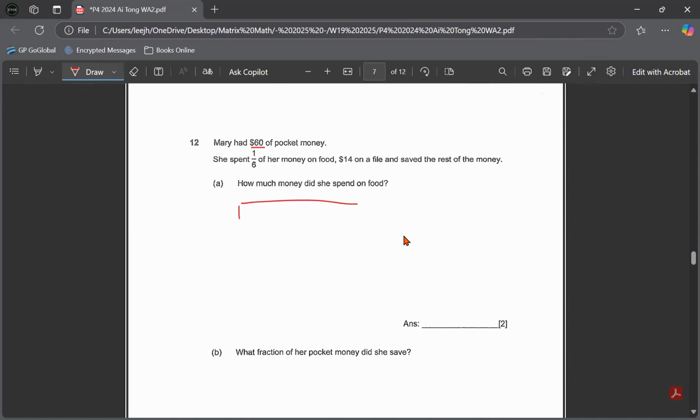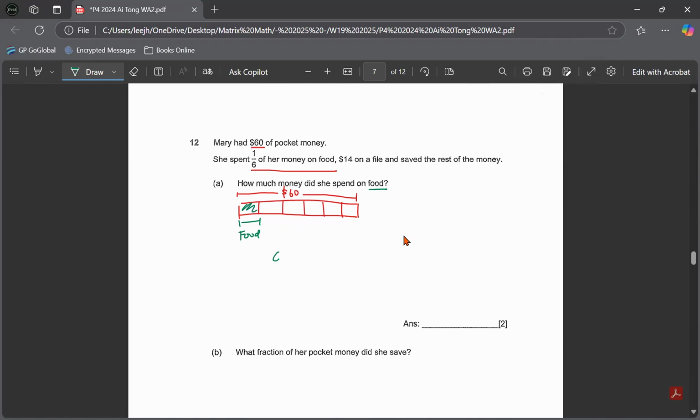So I'm going to draw 6 units. 1, 2, 3, 4, 5, 6 units. You know total $60. Spend how much on food? 1 over 6. So this is on food. How much did she spend? So what is 1/6 of 60?